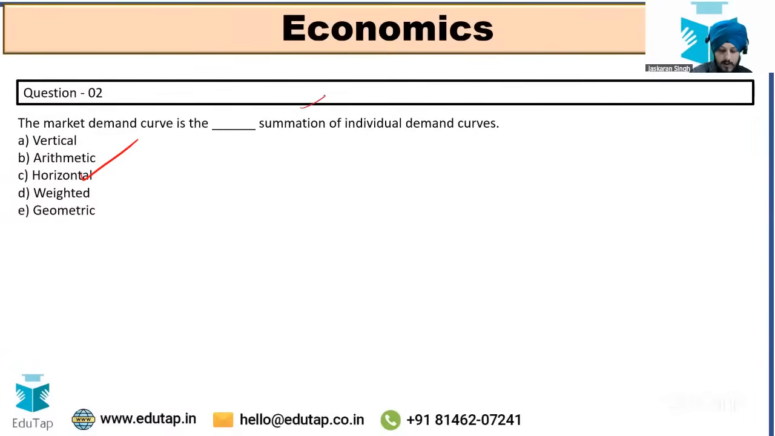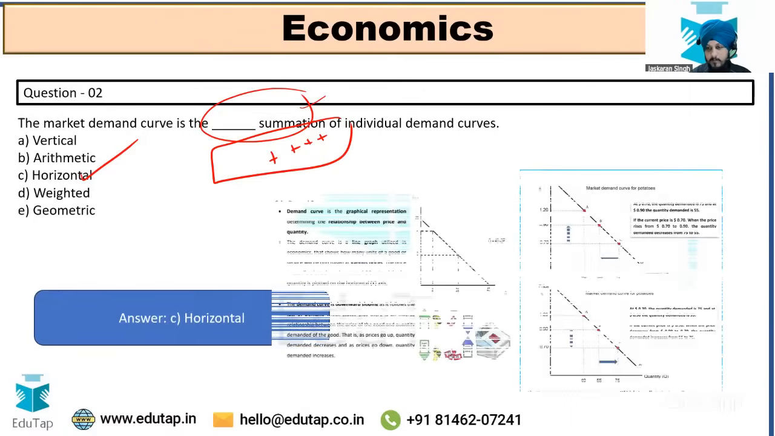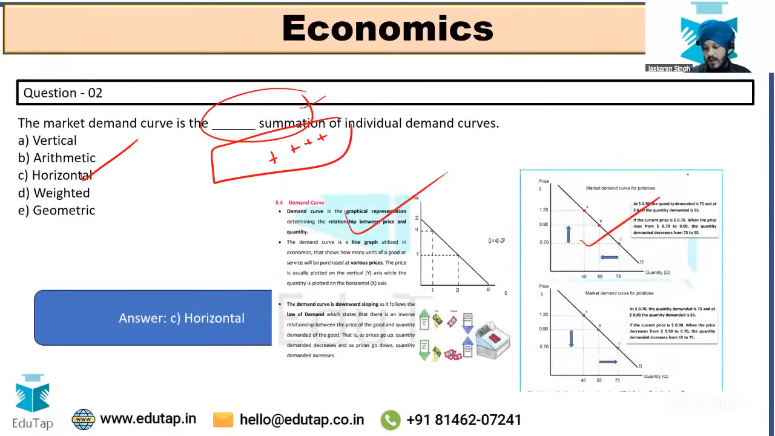Because we know that when we talk about market demand at each price, it is found by adding together the quantities that are demanded by all individuals at that price. Based on that, we describe it as the horizontal summation, that is, across the quantity axis. So that is why C is going to be the correct answer. And you can see this was also covered as a part of our concept notes.